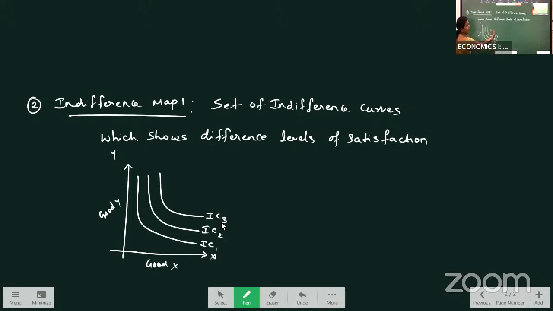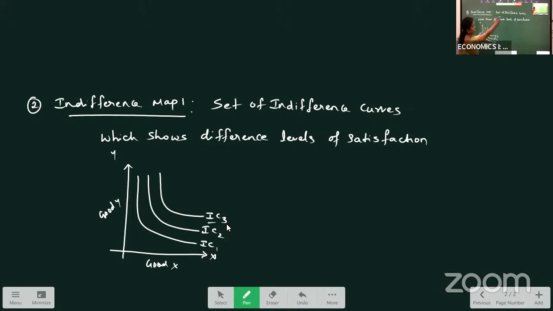It shows different levels of satisfaction. See, IC3 will give you higher satisfaction because you are taking more quantity. IC2 will give less than IC3 because the quantity is less here. Then IC1 is less than IC2. But the combinations on one curve will give the same level of satisfaction. So the set of indifference curves which shows different levels of satisfaction is called an indifference map. Clear?